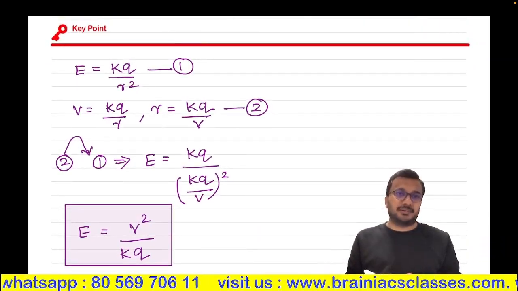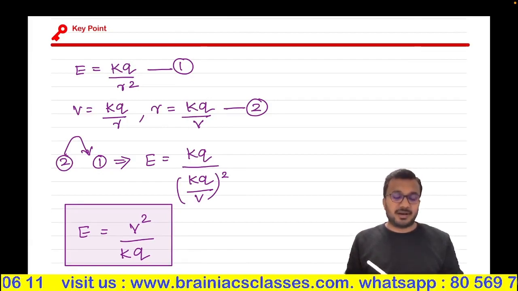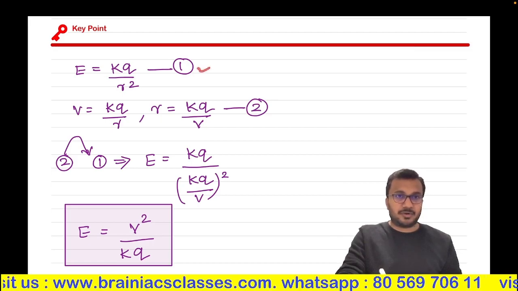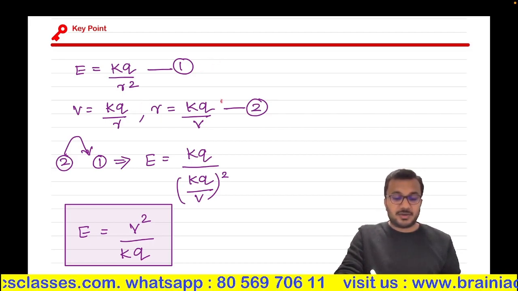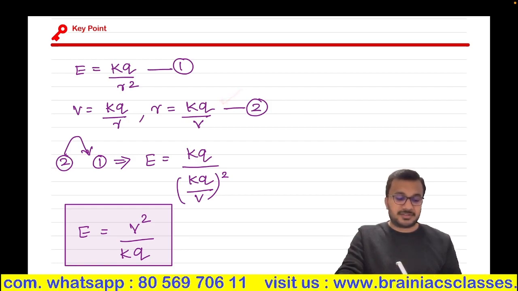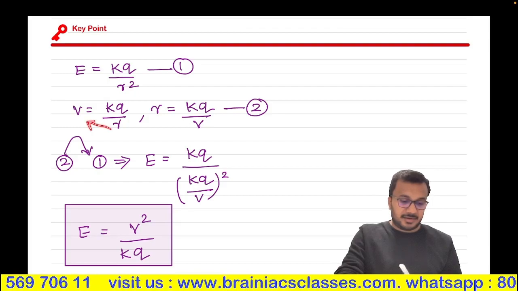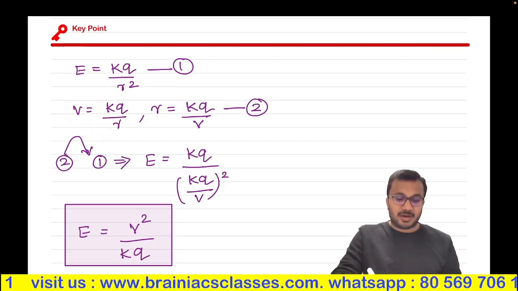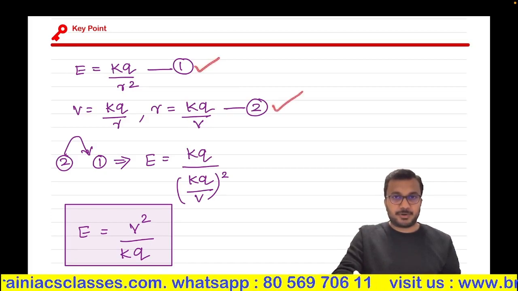What is electric field? Electric field equals KQ divided by R square. Equation number 1. Potential equals KQ by R, so R equals KQ by V. This is just a rearrangement of the equation: R is taken here and V is taken back here. So R equals KQ by V. We have equation number 1 and equation number 2.